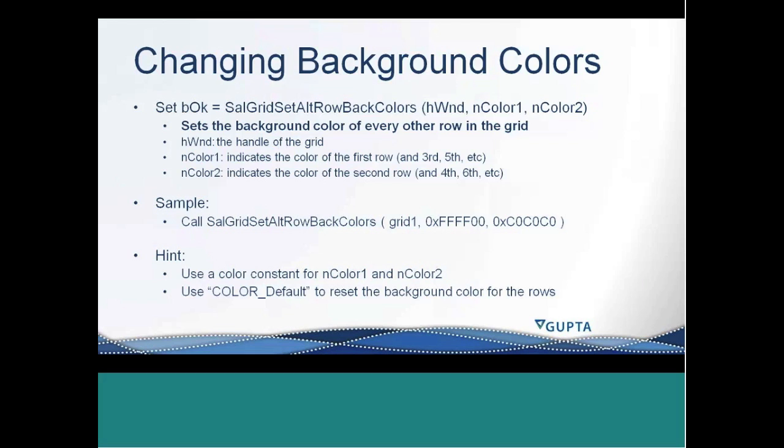So let's back up a little bit. SalGridSetAltRowBackColors. The first parameter is the handle of the grid, and then you can have two colors specified, one to indicate the color of the first row, and then third, fifth, seventh, etc., and then color 2 to indicate the color of the second row, and fourth, sixth, etc. So even and odds, basically. For example, SalGridSetAltRowBackColors, handle of the grid, and two constants for color 1 and color 2.